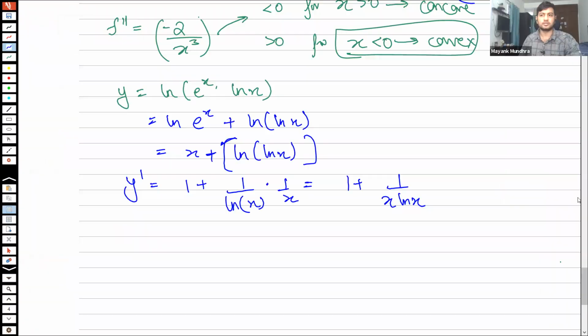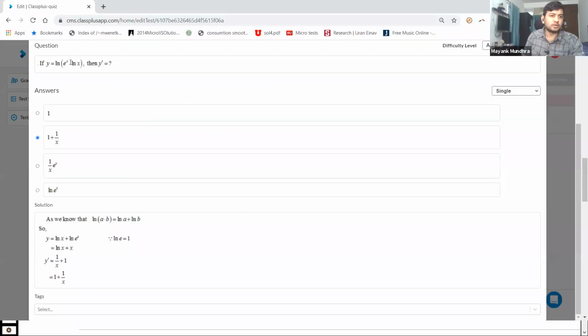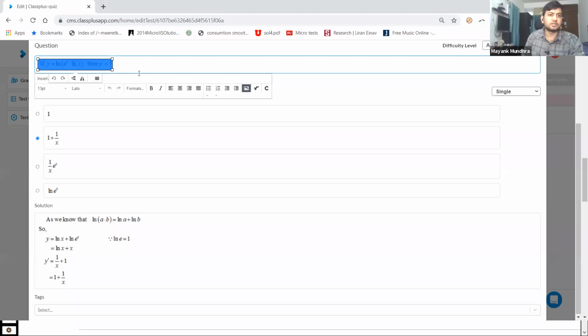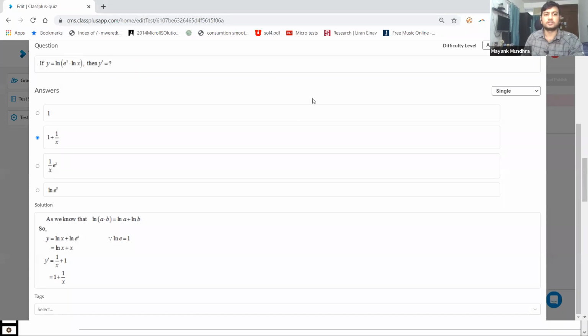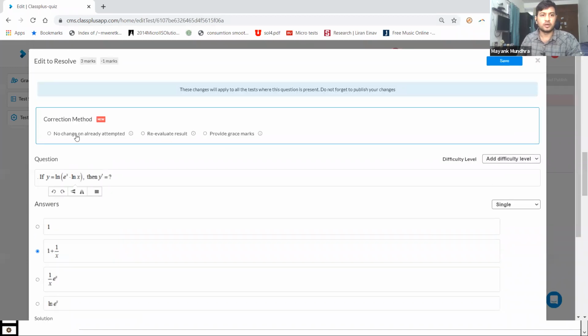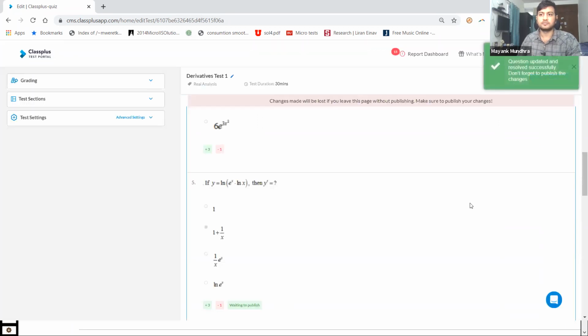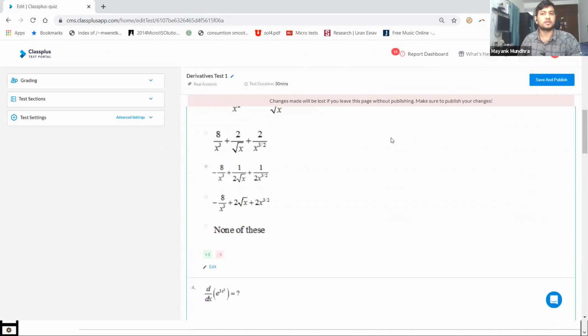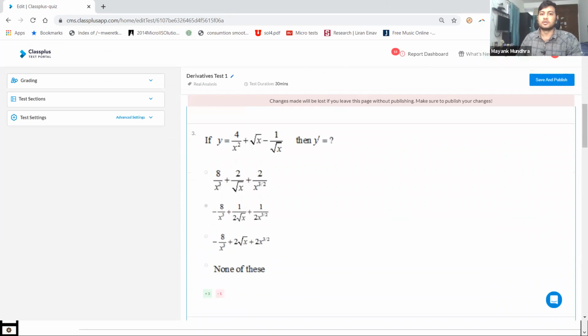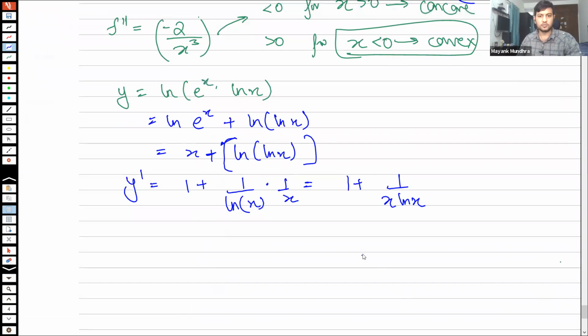All right, fine. Yeah, so there's a typo here. This log x should not have been there. This should have been just e to power x into x. Fine. So I will provide trace marks. All right, so trace marks questions. Okay, so let's continue.